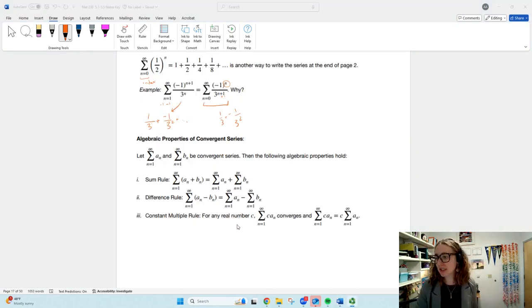With summations, just like when they were introduced in Calc 1 with Riemann sums, we can add them together, we can subtract them, and constants can move in and out as long as the constant doesn't depend on our sequence term, like our a sub n. So still those same rules that we're used to.